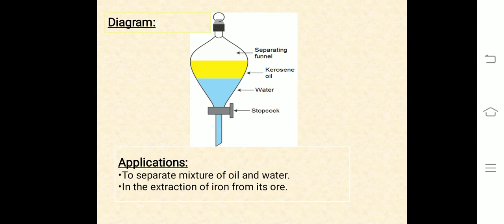If we put a mixture of oil and water in this separating funnel and keep it undisturbed for some time, we can easily remove the two liquids. The applications of the separating funnel: one is to separate a mixture of oil and water, and another, it is also used in the extraction of iron from its ore.